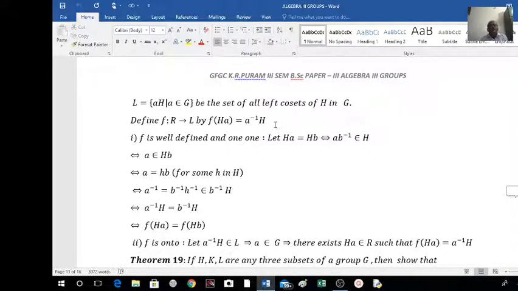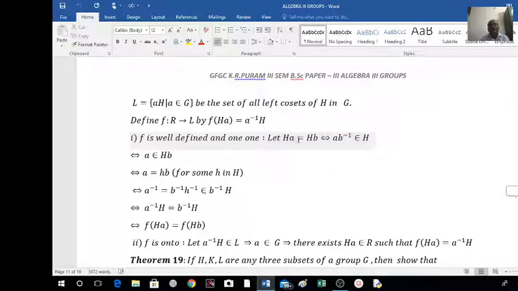To show that the function is one-to-one, the criterion is to let f of HA equal to f of HB, and then show that HA equal to HB. I will prove both here, since these are double implications. If I go in this direction, this shows that the function is well defined. If I come in the reverse direction, this shows that the function is one-to-one. So first, f is well defined and one-to-one. We try to prove this.